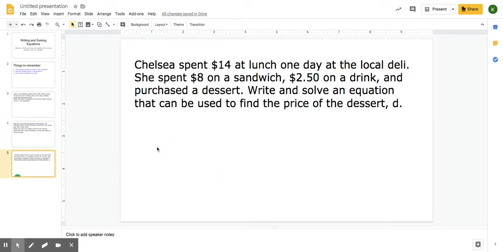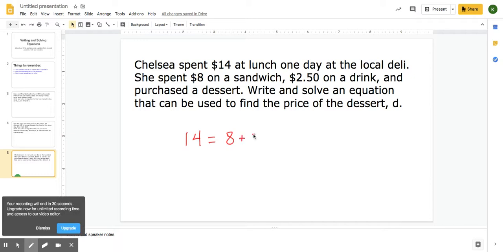The last word problem we have states that Chelsea spent $14 at lunch one day at the local deli. She spent $8 on a sandwich, $2.50 on a drink, and purchased a dessert. Write and solve an equation that can be used to find the price of the dessert, D. So if we put the pieces together, she spent $14 total. And what that is the same as is the $8 for the sandwich combined with the $2.50 for a drink combined with the price of the dessert.